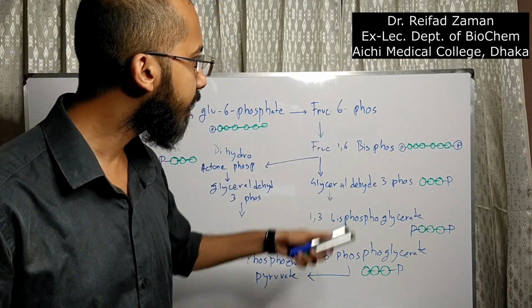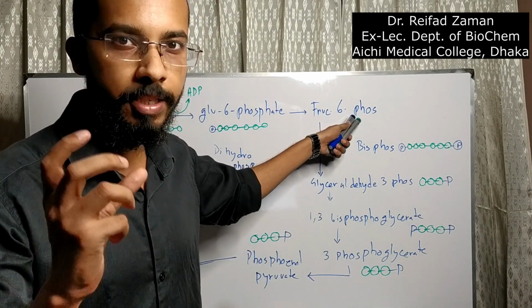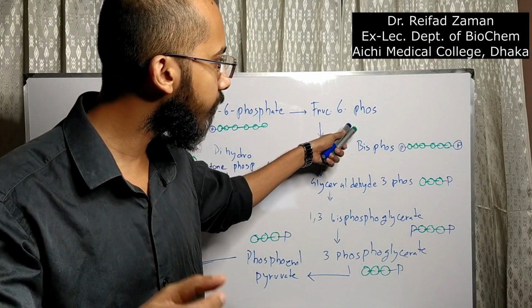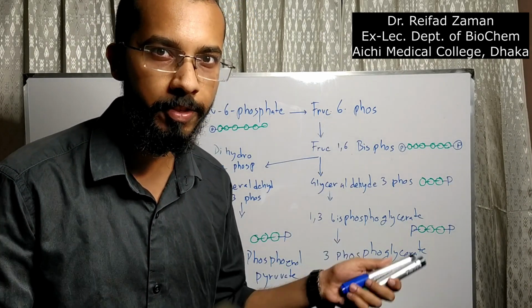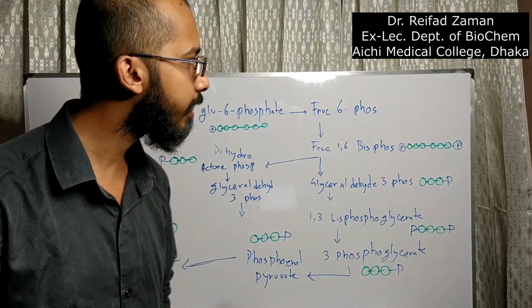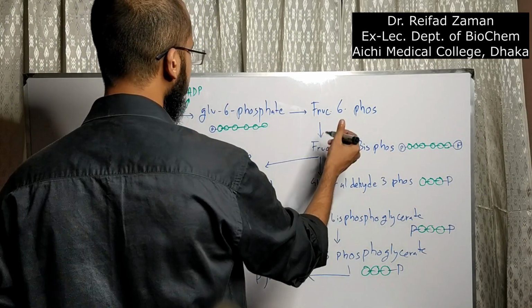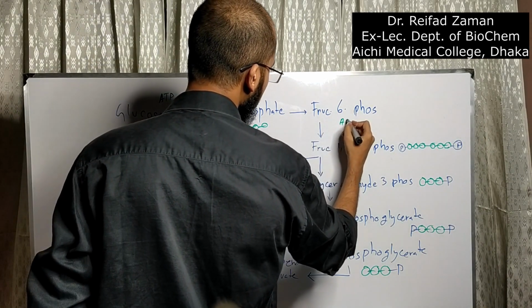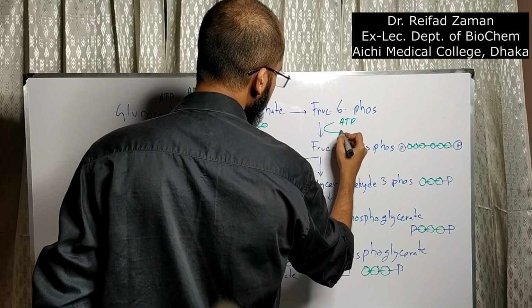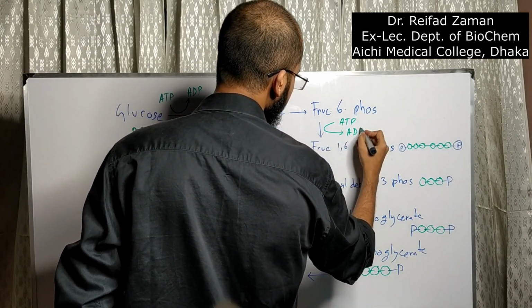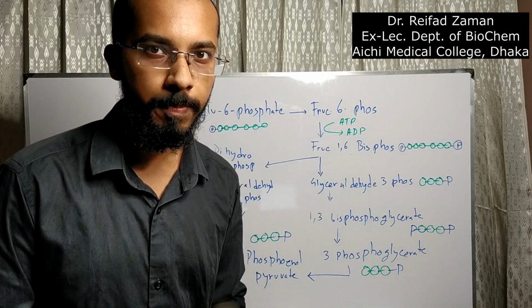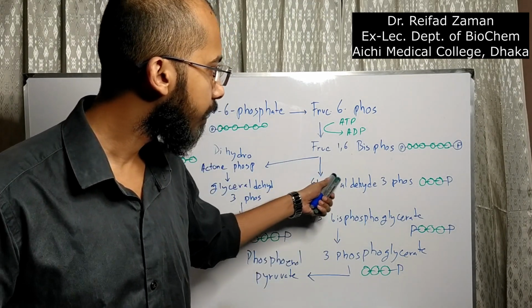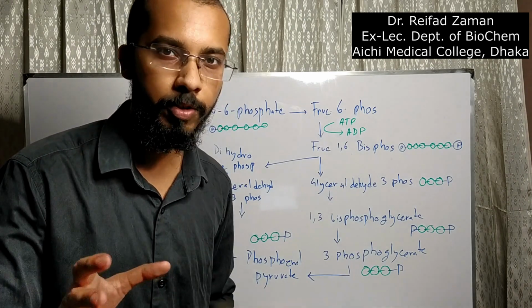Here again, we can see that the 6-carbon compound is receiving another phosphate to become a bisphosphate. So where does this phosphate come from? Again, it comes from another ATP. Then the fructose 1,6-bisphosphate splits to form 2 glyceraldehyde 3-phosphate.